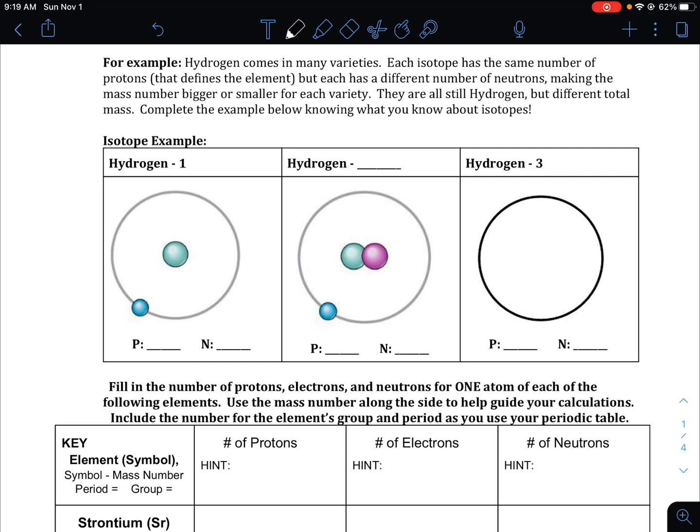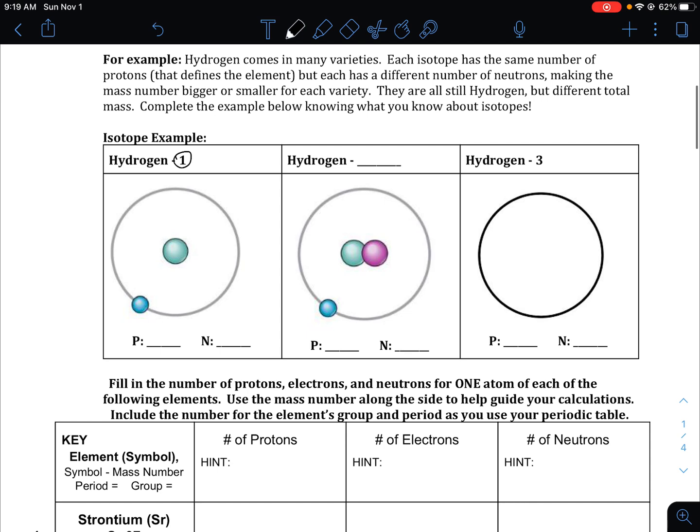So let's complete these examples. So we know that it's hydrogen 1, so this would be your mass number. Now if I'm looking at this atom, I know it's hydrogen, so I have one proton. Could put a plus in there as well. I have one proton, and if my mass number is 1, and I have one proton, how many neutrons do I have? I can't have any, because my mass number is 1. Now let's jump to this second example here.